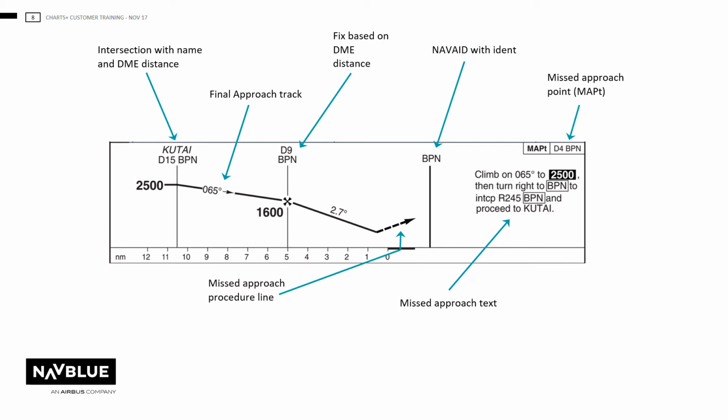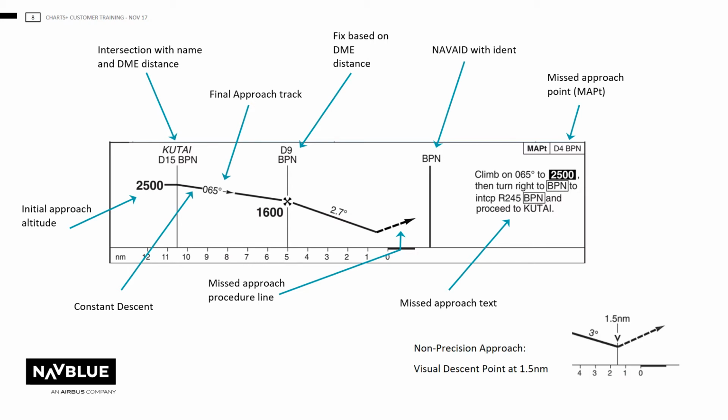NavBlue will show the missed approach line as a dashed black line in the profile and on the plan view. NavBlue does not show step downs, they show a constant descent profile. Should a VDP, visual descent point, be defined, NavBlue will show the VDP with a symbol and the applicable distance.